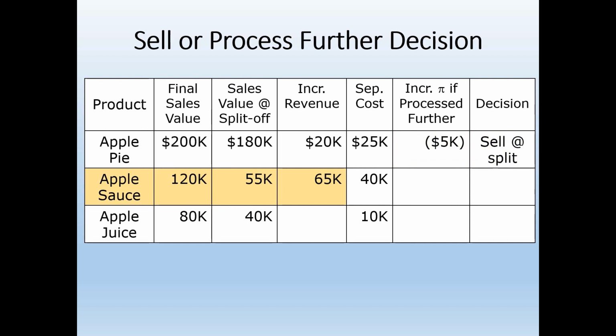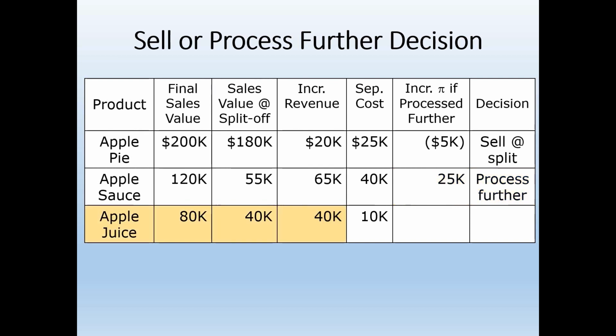When we compare the final sales value of applesauce to the sales value of the apples from which it could be made, we find that the incremental revenue, the increase in revenue by making applesauce, is $65,000. When we subtract out the separable costs of making the applesauce, we find that profit increases by $25,000. So the firm would probably decide to process these apples into applesauce.